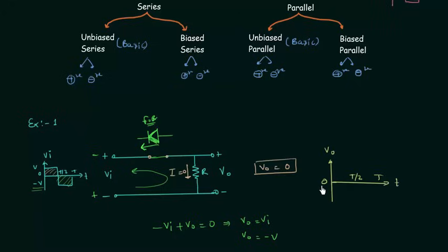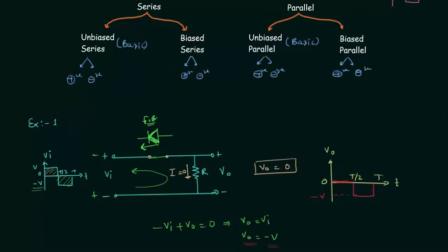VO. From 0 to T by 2, this means for the positive half cycle the output voltage is equal to 0. So we have 0 as the value of output voltage, and from T by 2 to T, which means the negative half cycle, the output voltage is equal to minus V. So this is how the output waveform will look.